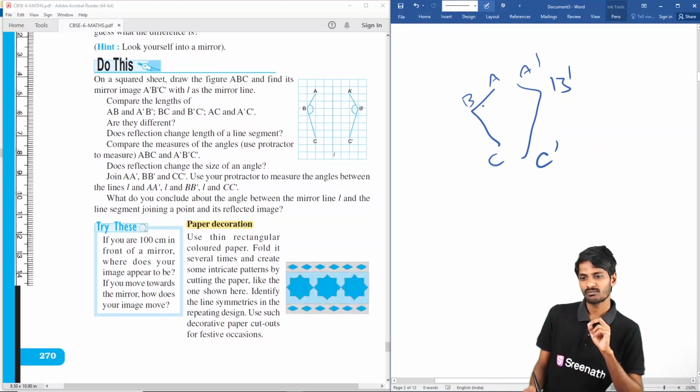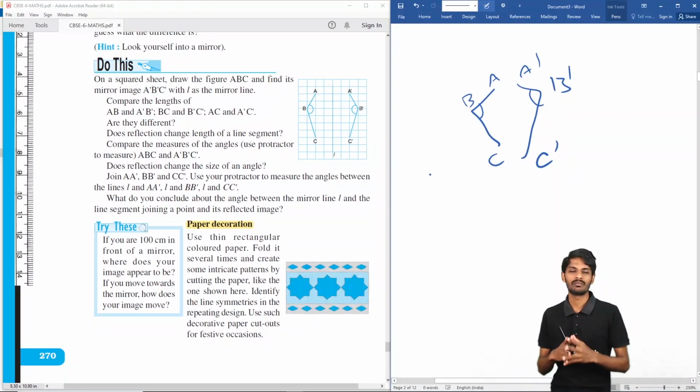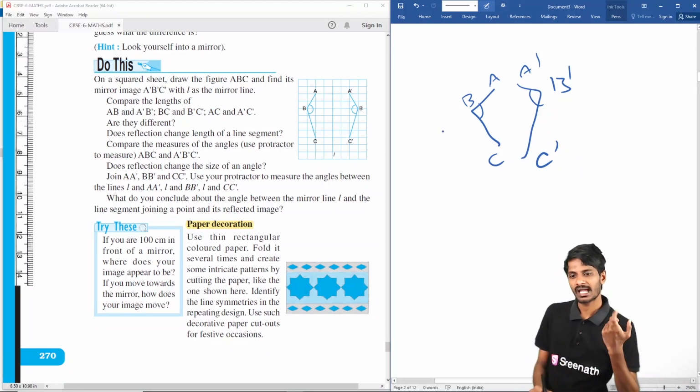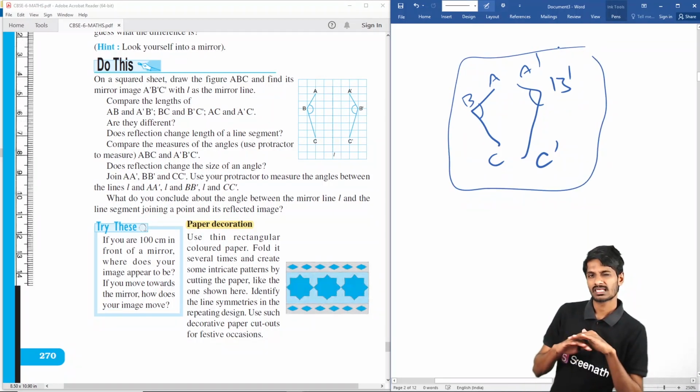Don't worry about it. Measure the angle here using the protractor in your geometry box. The angle is also the same. So in the case of mirror images, or in the case of symmetry, the side lengths and the angles are all the same. All are the same, students. Okay, that is the beauty.